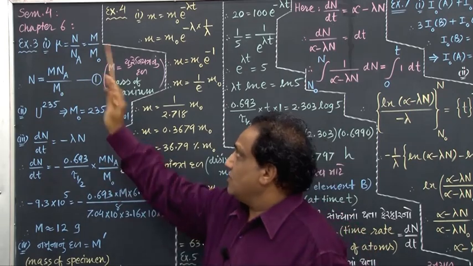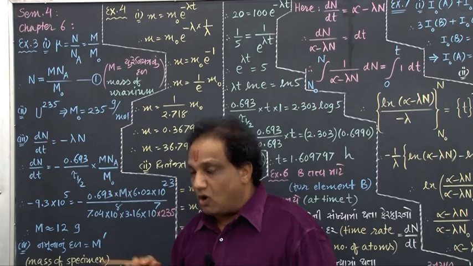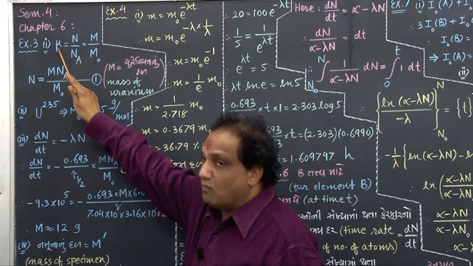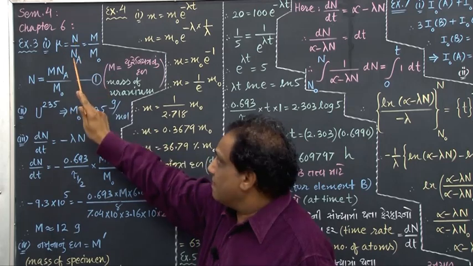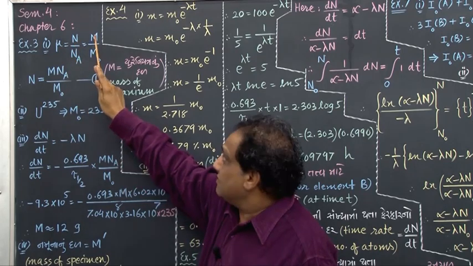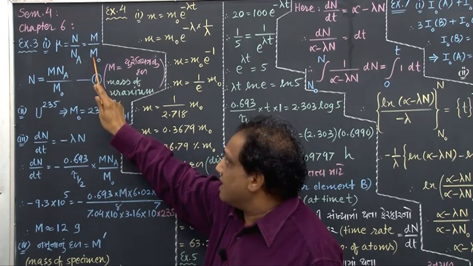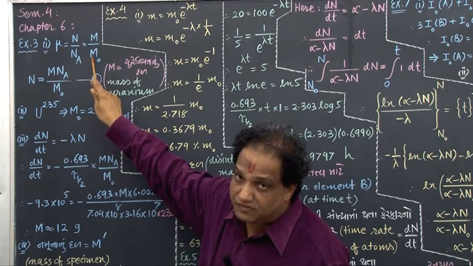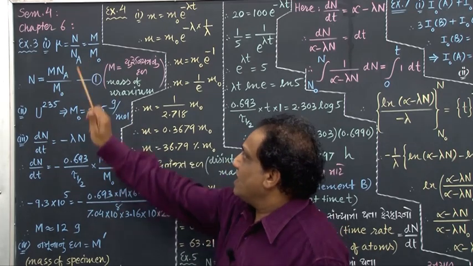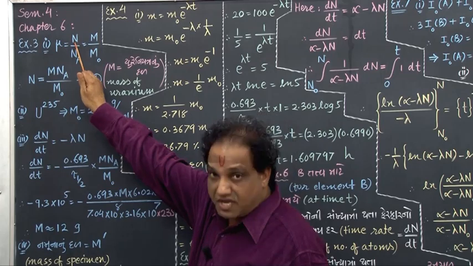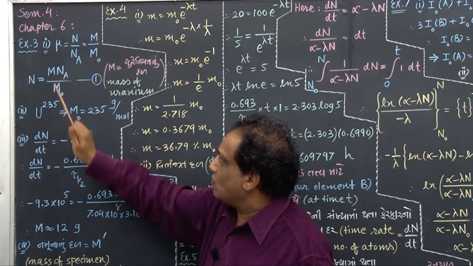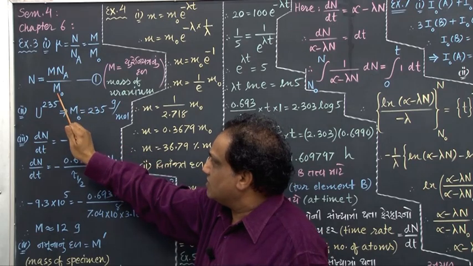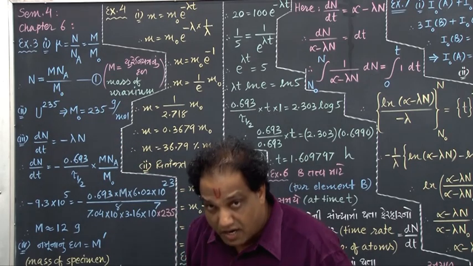Fine. Just give me identification of each symbol. This is number of moles of atoms. This is total number of atoms. This is Avogadro number. This is given mass, and this m0 is atomic weight. Simple. Find out capital N from here. It will be m into Na upon m0. Give it equation number 1.